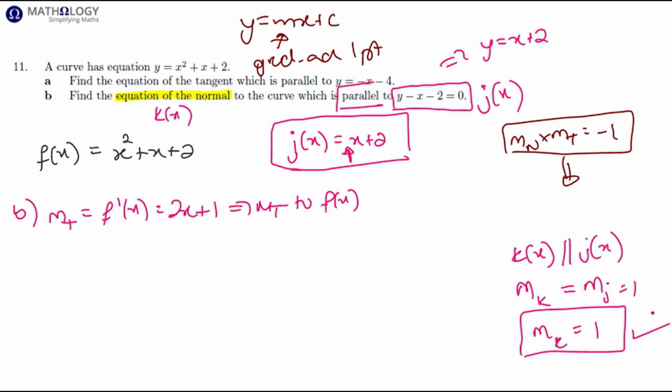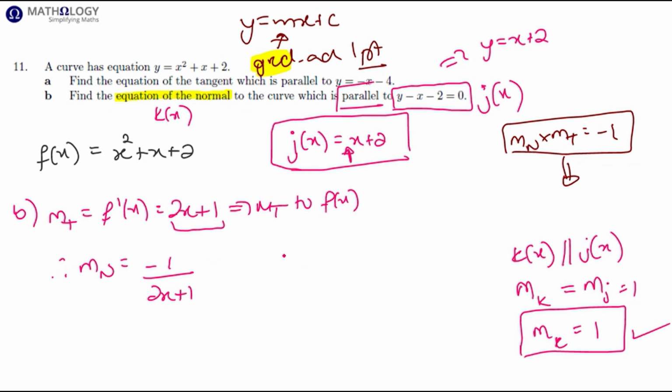So we've got the gradient. That's great. Now we just need to know, we've got the gradient of the normal. We now just need to know what the point of contact is. So the gradient of the tangent is given by 2x plus 1. That means that the gradient of the normal is given by the negative reciprocal of 2x plus 1. In other words, the gradient of the normal is minus 1 over 2x plus 1.